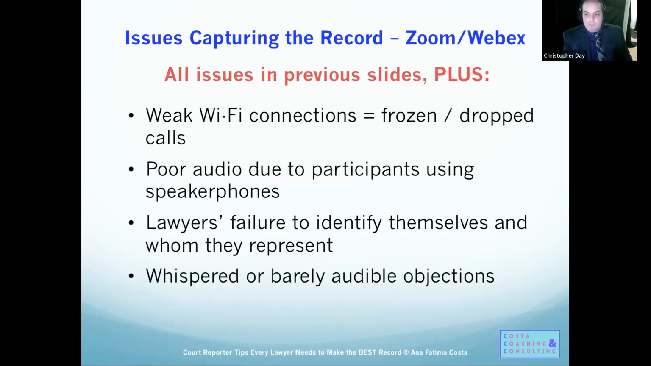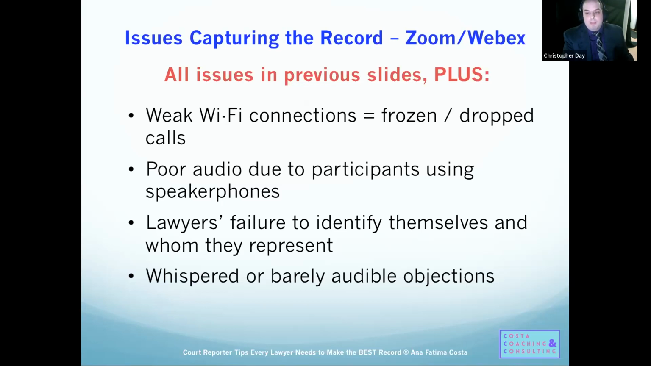So we're going to talk a little bit about remote depositions, and this can be on Zoom or whatever your preferred platform is. The first issue is always Wi-Fi. Ethernet is always faster than Wi-Fi, so if you're plugging in a wire, you can solve a lot of problems just by having a wired connection.